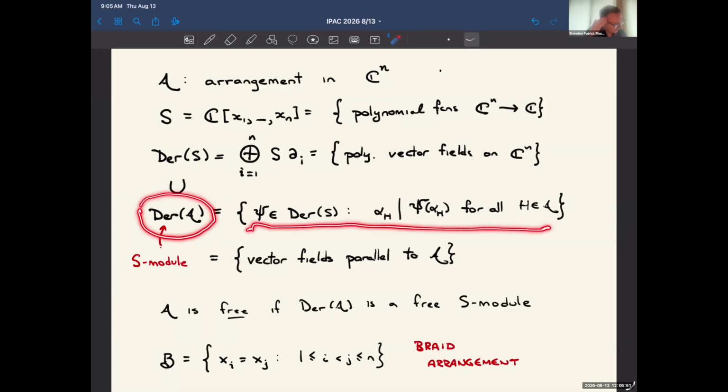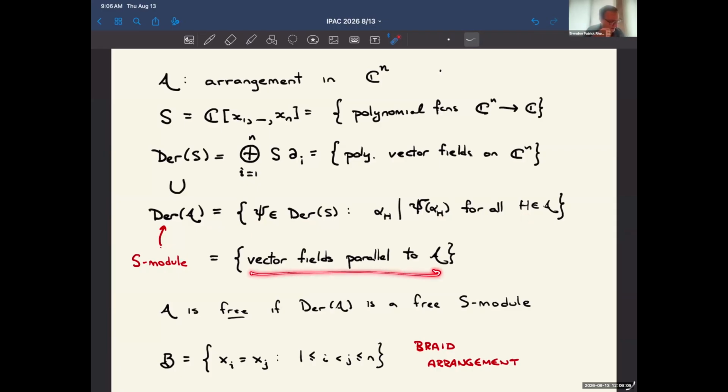It's those polynomial derivations for which whenever you plug in a linear form for a hyperplane in A, you get something which is divisible by that linear form. So I always found this definition very hard to parse, but this is a little friendlier for me. These are the vector fields parallel to the hyperplanes of A. So if you look at the little arrow pointing out of a point in the hyperplane, that little arrow stays in that hyperplane. And the derivation module of A is an S submodule of the derivation module of S, and the arrangement is free if this is a free S module.